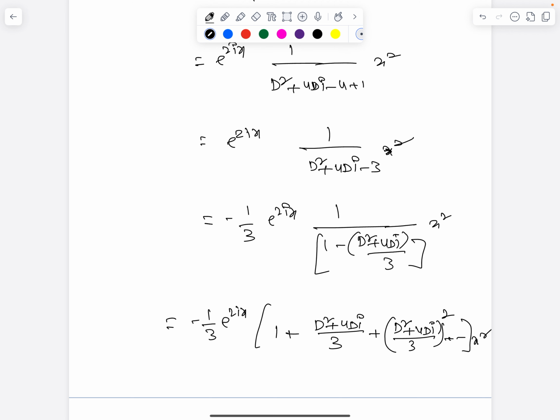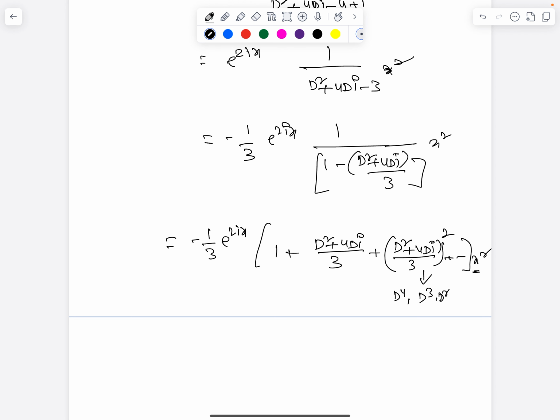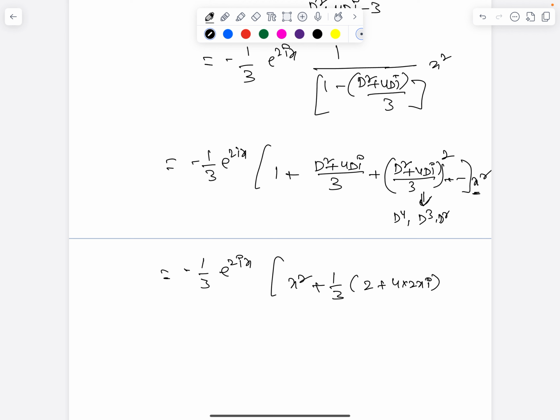All future terms are 0 because the next term is D power 4, and then D cube and D square. Since the given polynomial is second degree, it is better to stop there itself. Therefore, minus 1 by 3 e power 2ix, it is x square. First derivative of that, second derivative of that is 2, and then 4Di is giving 4 into 2xi, and among all these terms, the only surviving term is (4D by 3) whole square, that is minus 16 D square, which is 2, divided by 9 actually.